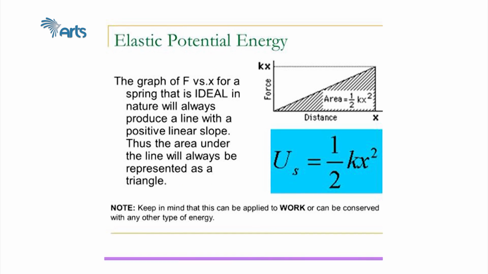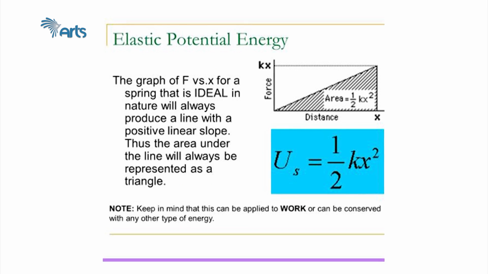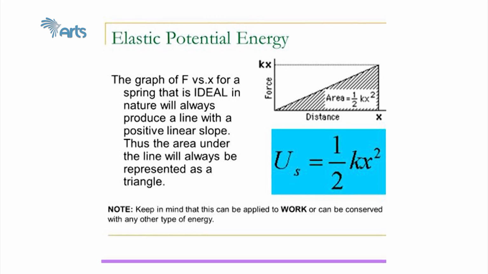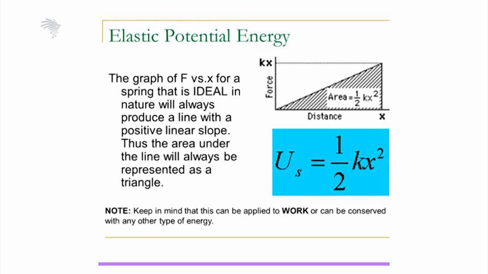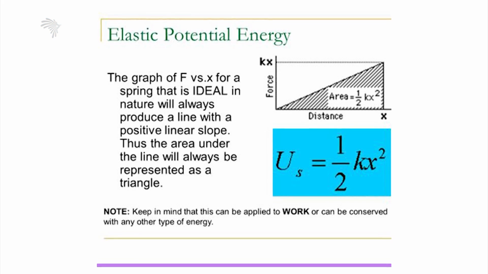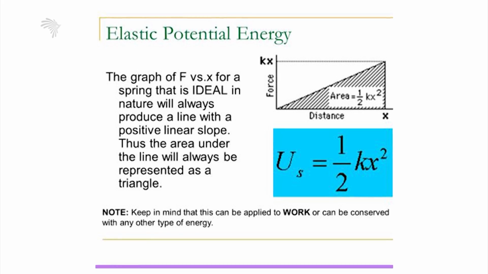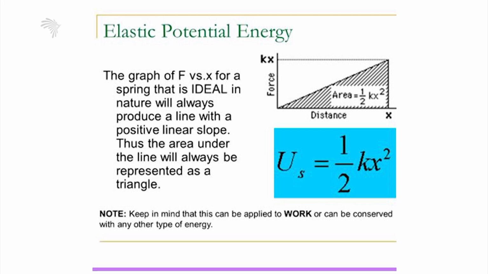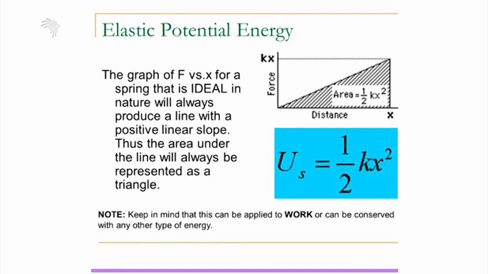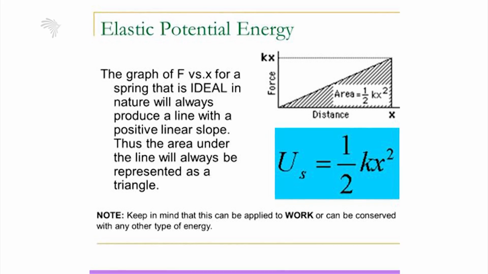The third type of energy is elastic potential energy. This is energy stored in an elastic material, and it is calculated by half kx squared, where k is the spring constant or elastic force constant, which is measured in newton per meter, and x is the stretch or the compression of the material, which is measured in meter.